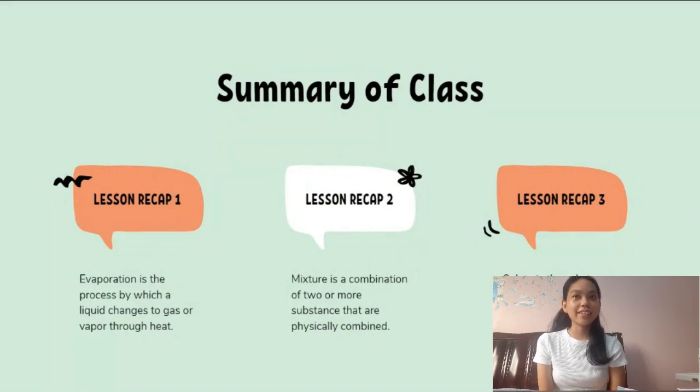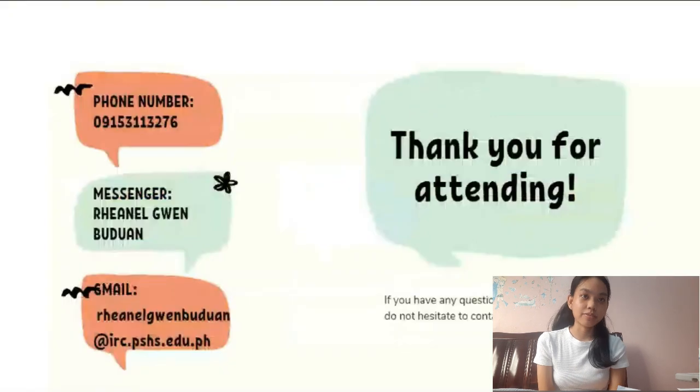To summarize, evaporation is the process by which a liquid changes to gas or vapor through heat. Mixture is a combination of two or more substances that are physically combined, hindi chemically combined. And for lesson recap 3, solute is the substance being dissolved, while the solvent is the one dissolving. Ayan.